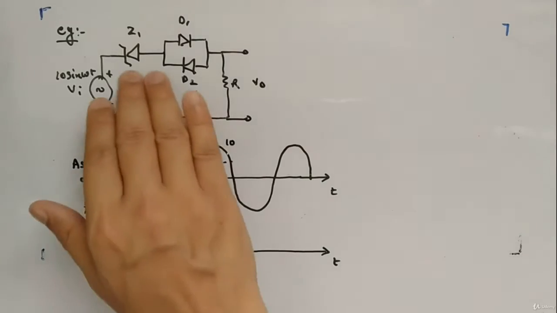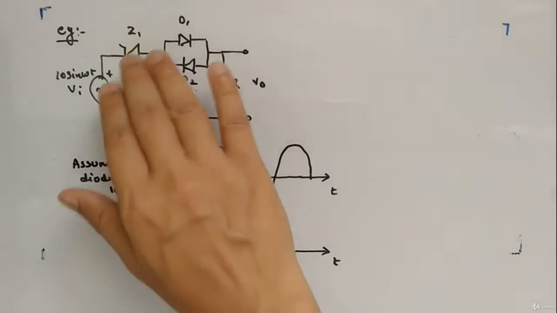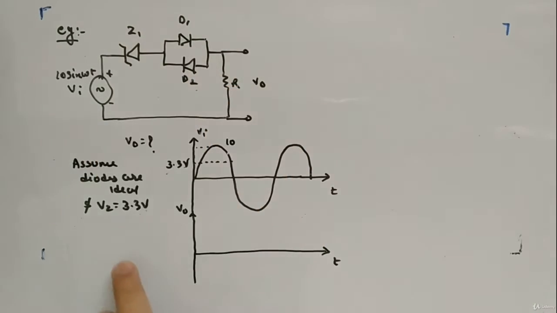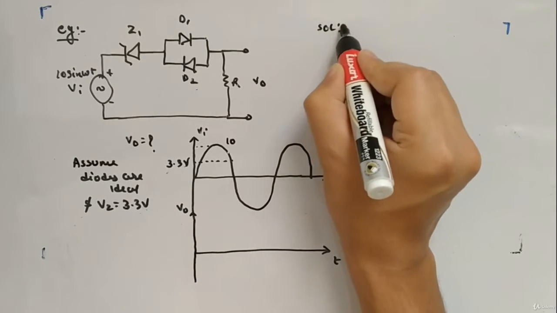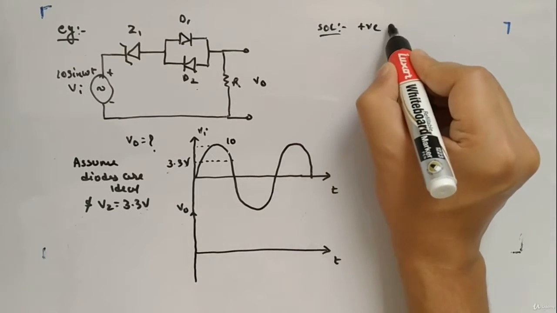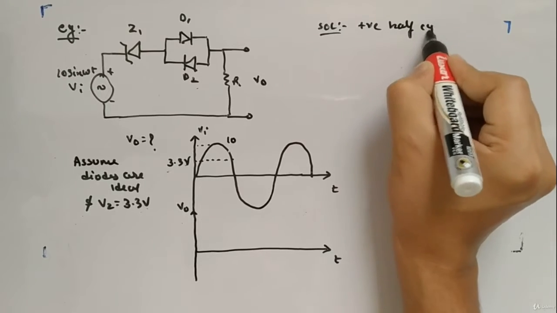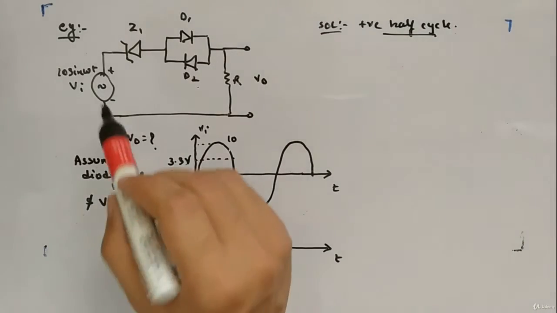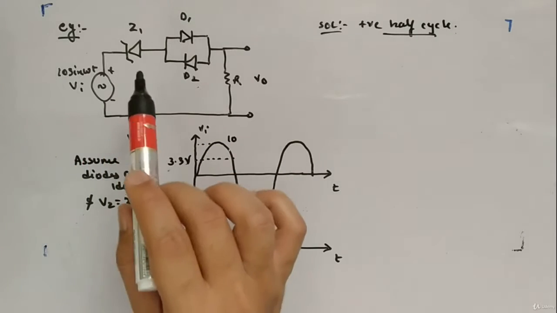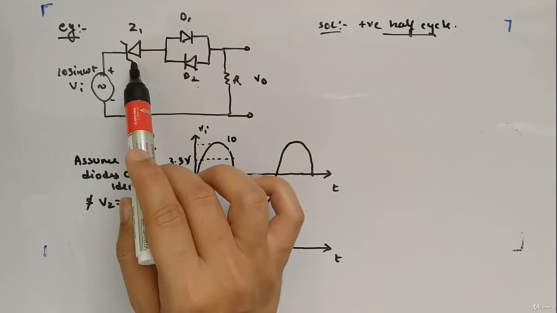And the diodes are ideal, you have to assume all three of them, and the Zener breakdown voltage is 3.3 volt for the Zener diode. Okay, so we will solve. So for the positive half cycle, you can see that if the positive half cycle is there, then this diode will be negative biased or reverse biased.